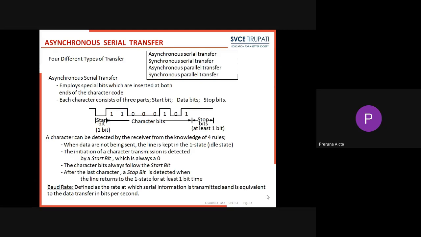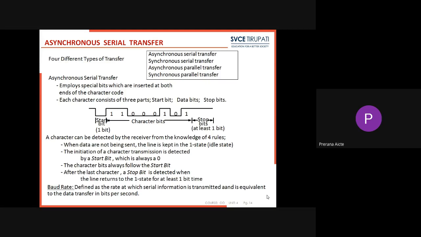The start bit is always 0 and is used to indicate the beginning of the character. And the stop bit is always 1, used to indicate the end of the character. The transmitted character can be detected by the receiver from the knowledge of the transmission rules.